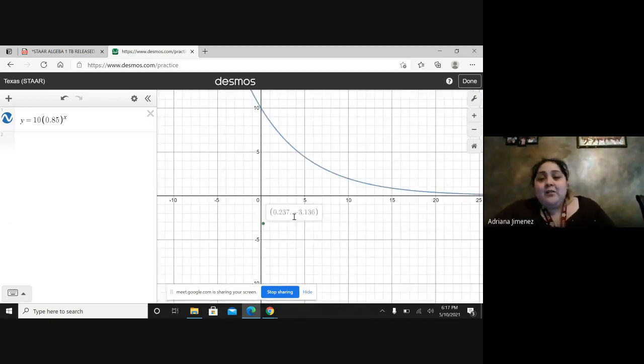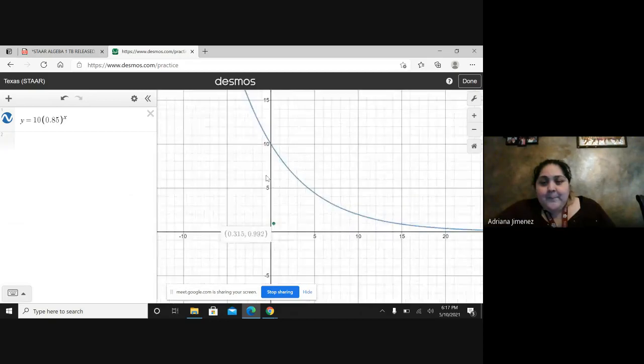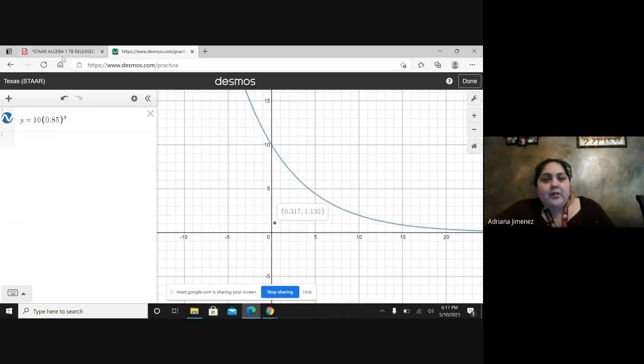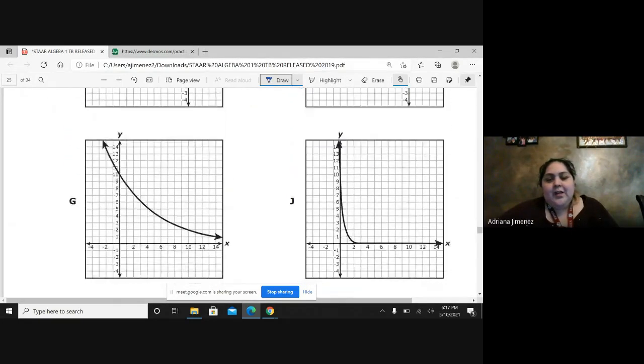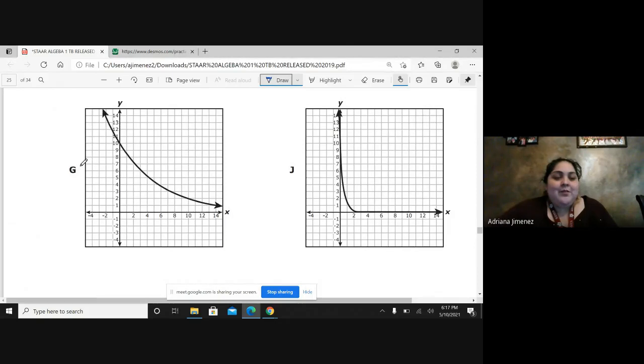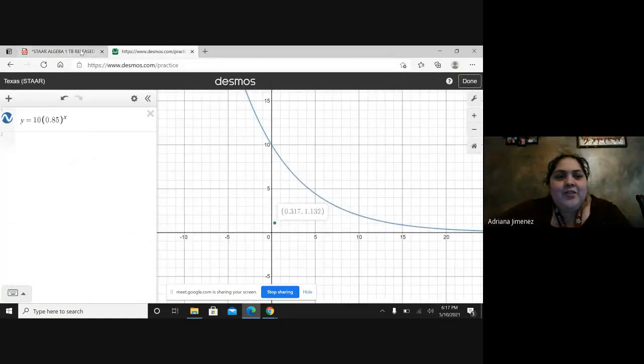So really something like this that's going down. Let's look at our pictures. It can't be this one. These two are going up. So it has to be this one. This is the only one that looks like it. This one's a lot closer to the y, and that's not the picture we see over here. So there we go. You're just matching up.